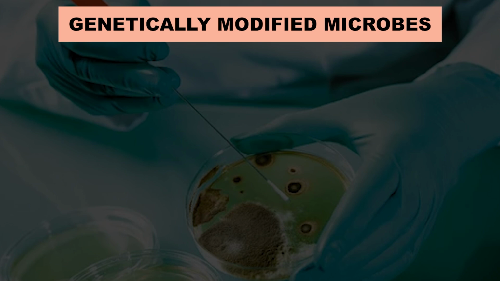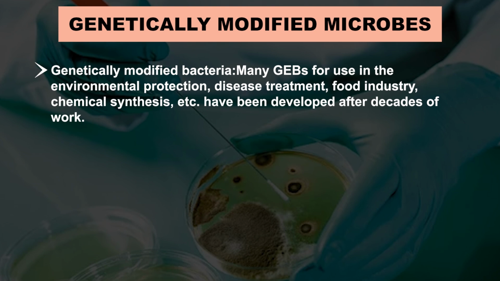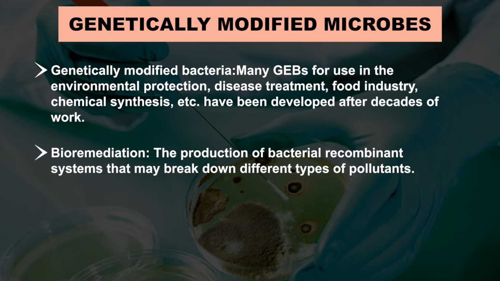Genetically modified microorganisms, which we deal with now. First one is genetically modified bacteria. Many genetically modified bacteria for use in environmental protection, disease treatment, food industries, chemical synthesis, etc. have been developed after decades of work. First one is showing bioremediation, the production of bacterial recombinant systems that may break down different types of pollutants.